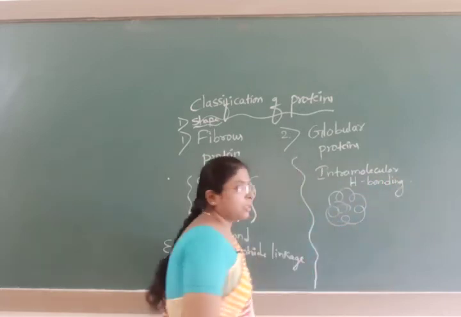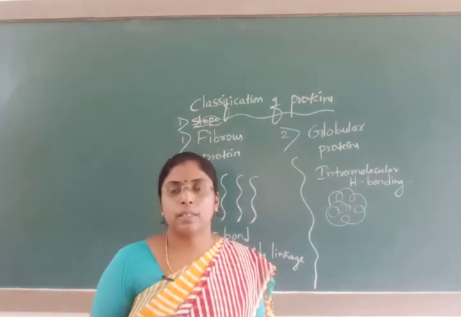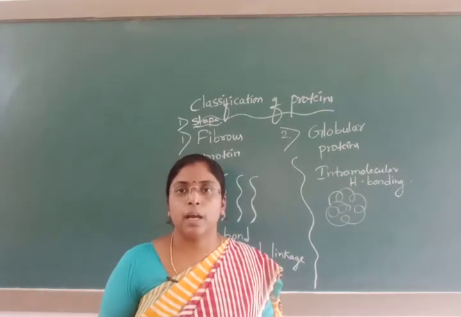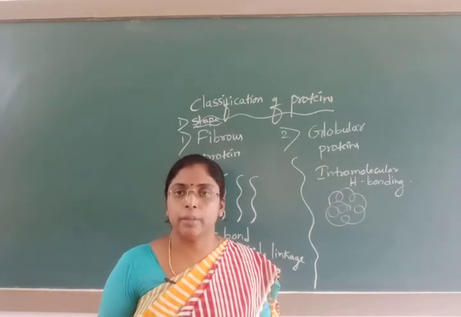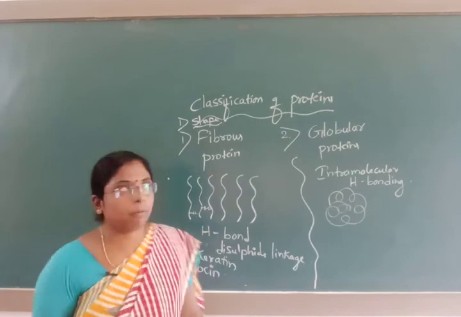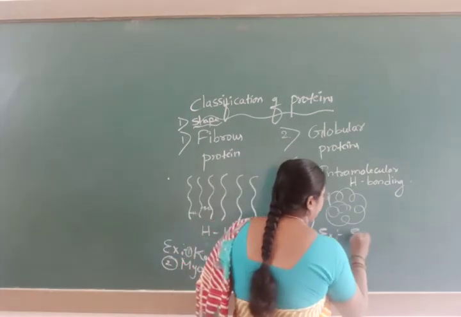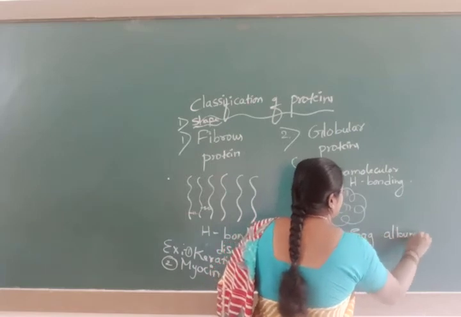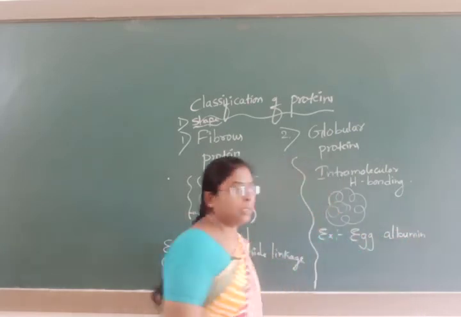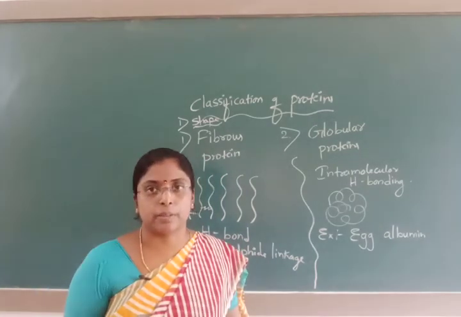These globular proteins are soluble in water as well as in dilute acids and dilute bases. An example of a globular protein is albumin, egg albumin. Egg albumin is an example of globular proteins.